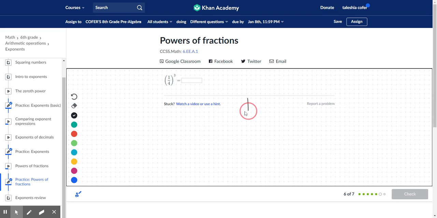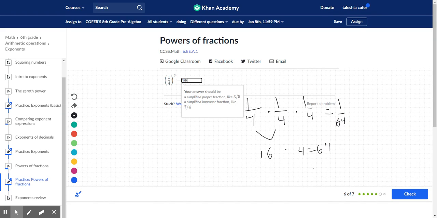Here I have 1/4, and they want me to cube it, which means multiply by itself 3 times. 1 times 1 times 1 is just 1. 4 times 4, that's 16, and 16 times 4 is 64. So I know my answer is 1 over 64. Just like that, 1 over 64.